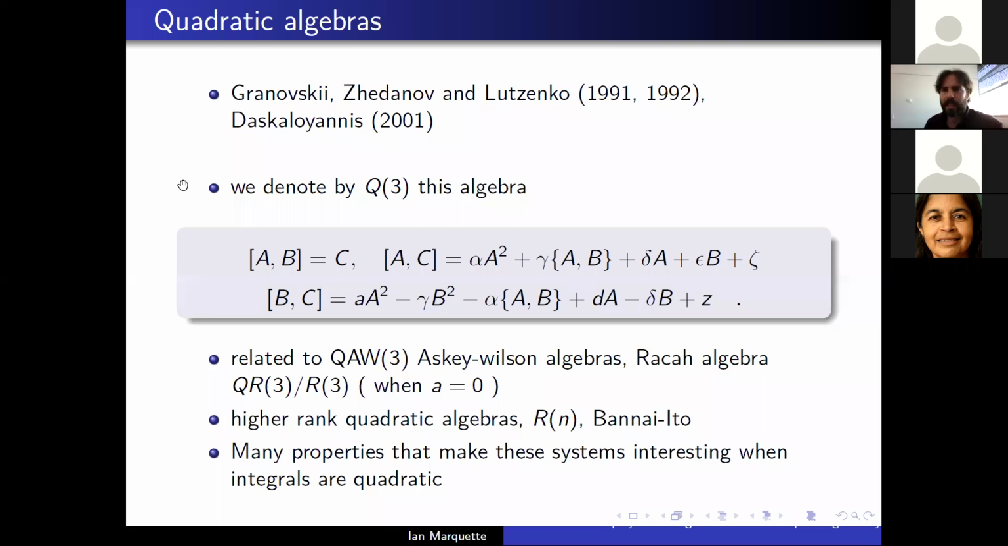And to give more detail on what the algebra is, I will denote this by Q3. It has 3 generators, and the way it closes is mainly determined by the fact that A and B are second order polynomials, C is a third order polynomial. So it can only close up to some arbitrary structure constants alpha, gamma, delta, epsilon, zeta, A, D, and Z. And these can depend on the Hamiltonian or any other central element of the algebra.